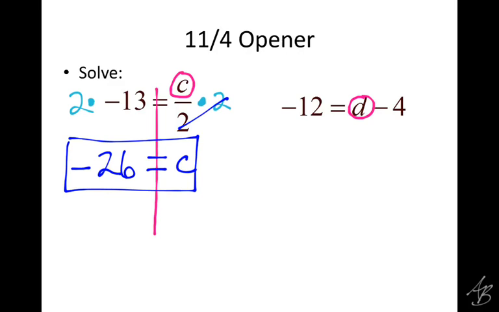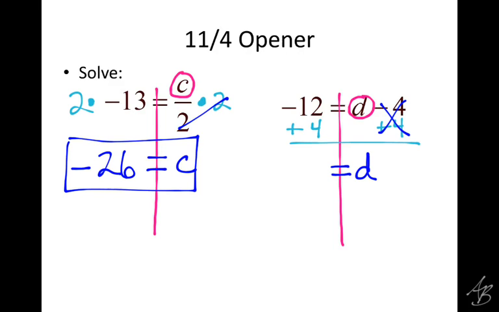Next one, we want to get the d by itself. So we'll circle that, draw our line of equality. We have d minus 4, so to get rid of the minus 4, we're going to add 4. So we add 4 on both sides. On the right side, those 4's cancel, leaving what? D. On the left side, we have a negative 12 and a positive 4. So are we going to add or subtract these? Subtract. We should subtract because one's positive and one's negative.